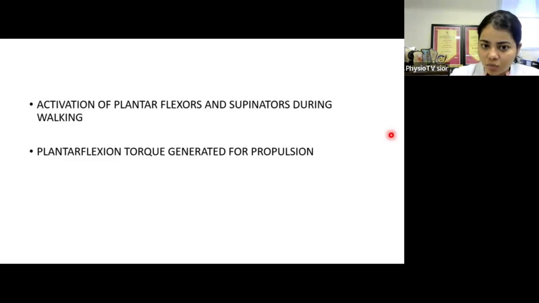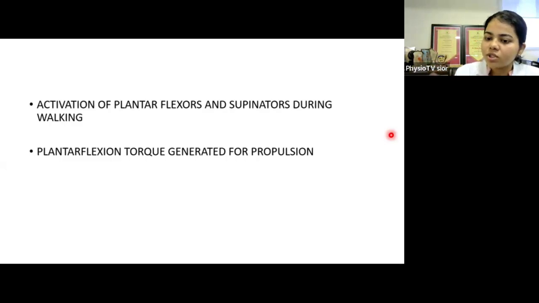out of which my tib post is the most significant. So when the foot contacts the ground, my tib post is going to decelerate the pronating rear foot and gradually help in lowering the medial longitudinal arch through eccentric action. People in whom there is rapid pronation during stance phase will place excessive demand on this muscle, the tib post, giving rise to muscle fatigue and tendinopathy.